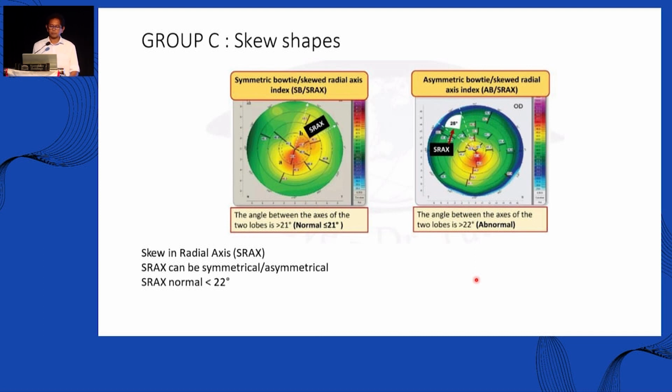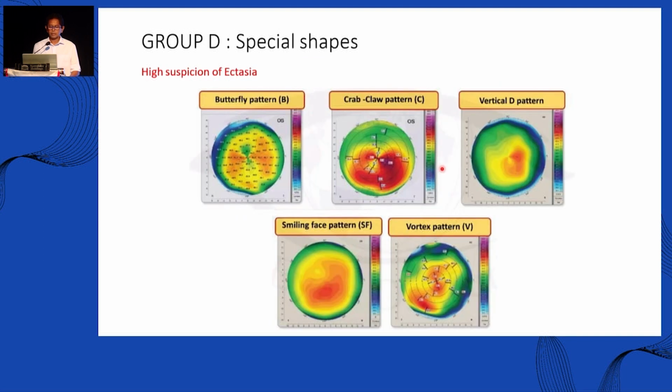Now, skew shapes: if the two axes are not aligned, if the angle between the two axes is more than 21, it is abnormal. Normally, it has to be less than 21 for you to call it a symmetric bow tie. So this is a symmetric bow tie, but with a skewed radial axis. And here it's an asymmetric bow tie with a skewed radial axis. So these patterns are, of course, highly suggestive of ectasia: a butterfly pattern, a crab claw, a vertical D. All these are indicative of keratoconus, highly suspicious of ectasia.